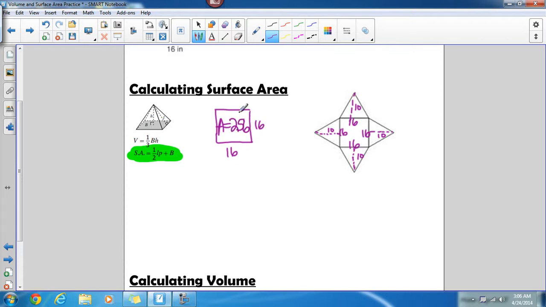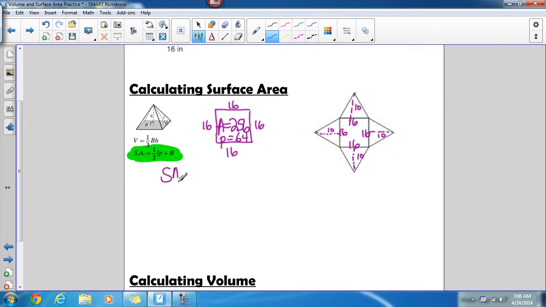256. So the area of the base is 256, but we also need to know the perimeter of the base, right? Because we need this P here. So I know if this side is 16, then this side is 16. If this side is 16, this side is 16. And if I want to walk all the way around this square, I do 16 plus 16 plus 16 plus 16, and I get, that's right, 64. So the perimeter of the base is 64.